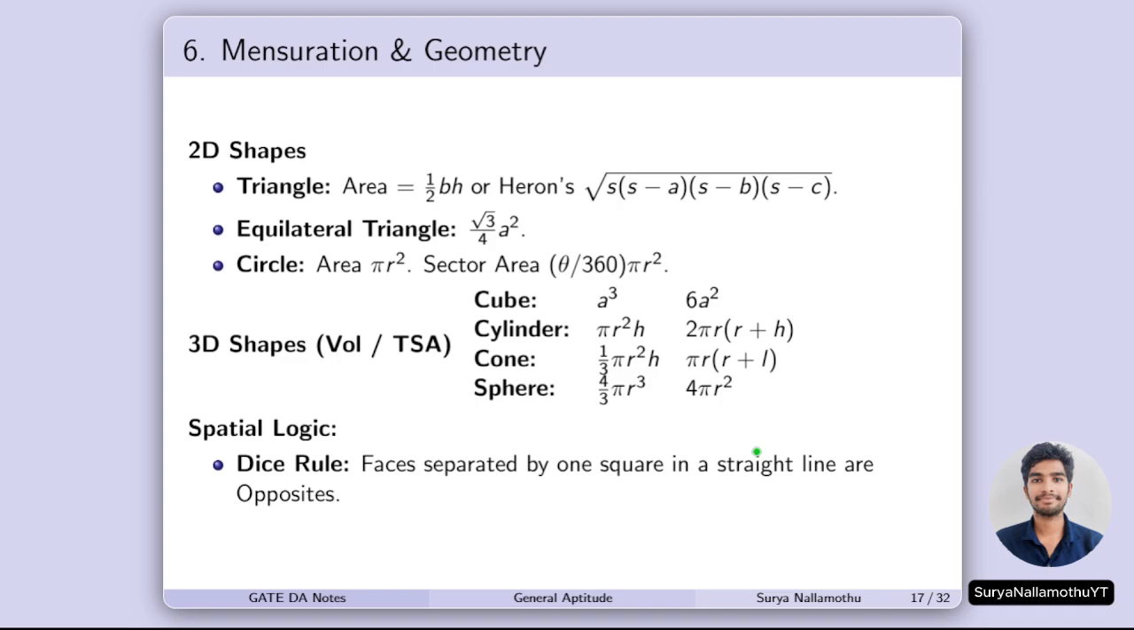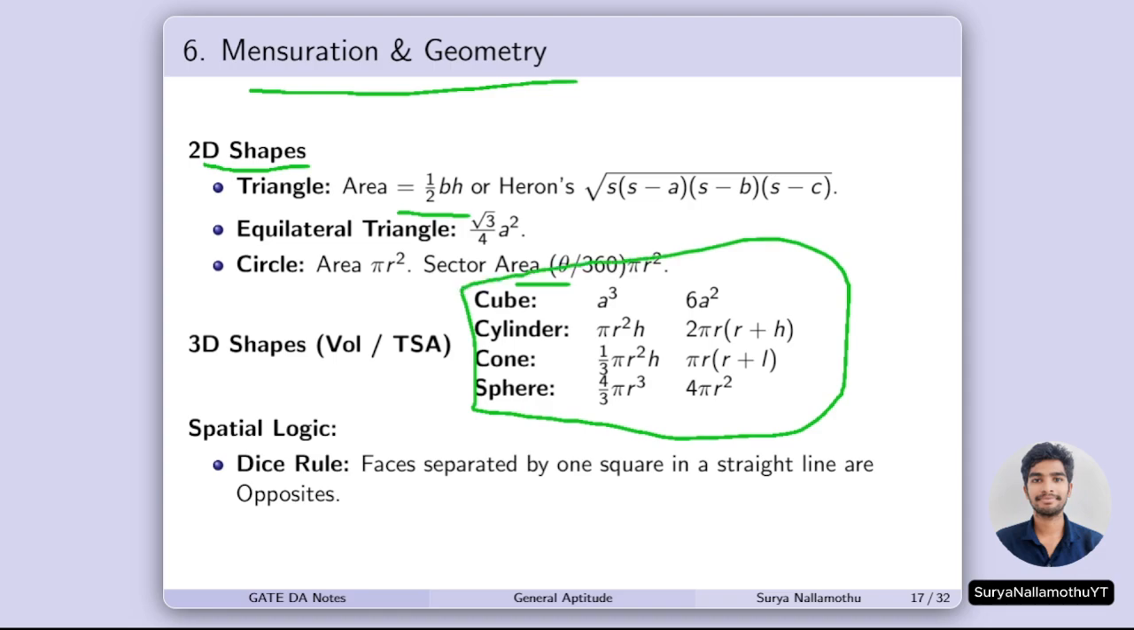Next, mensuration and geometry. In 10th class, this is a very easy topic, so you need to remember this. For 2D shapes, the triangle area is equal to 1 by 2 base into height. And Heron's formula is root over s into s minus a into s minus b into s minus c. For an equilateral triangle, the area is root 3 a square by 4. The area of the circle is pi r square. For the area of the sector, it is theta by 360 into pi r square. And this table is very important. You need to remember this table.